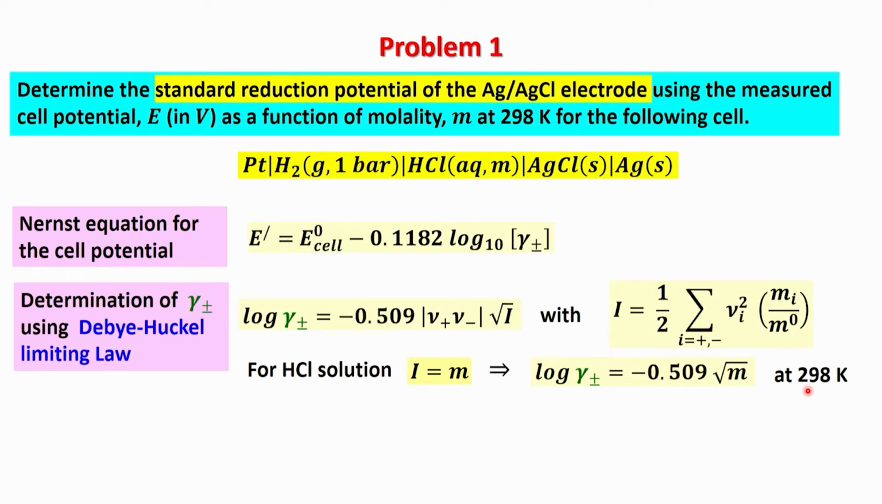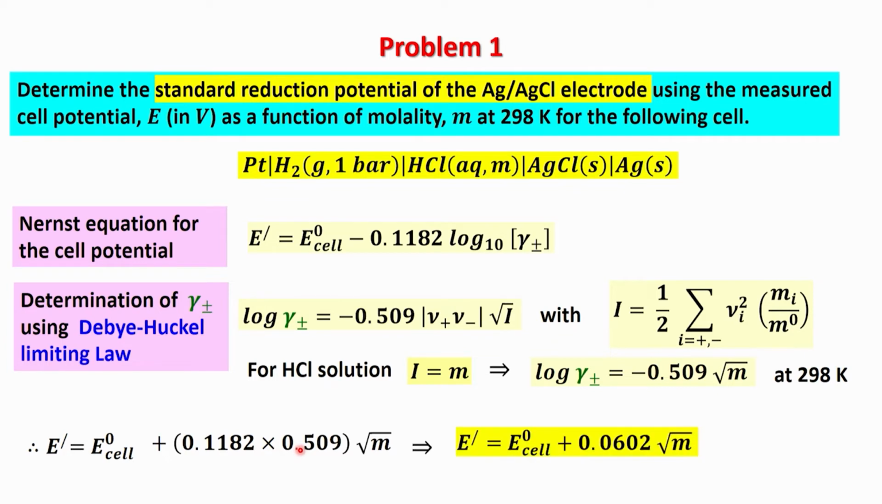And I have given you the experimental data at 298 Kelvin, and therefore, now I can go ahead and rewrite the E prime value as E naught cell plus 0.1182 into 0.509 into root m. So, that gives me E prime, that is equal to the standard reduction potential of the cell plus this number multiplied by root m. Now, look at this particular expression very closely.